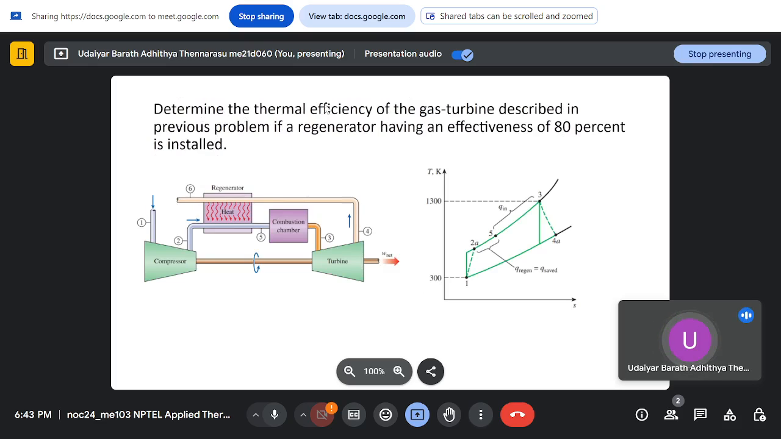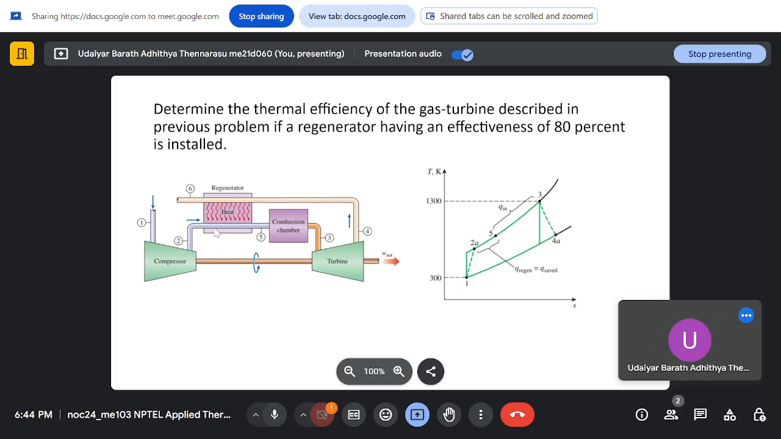Now, determine the thermal efficiency of the gas turbine described in the previous problem if a regenerator having an effectiveness of 80% is installed. You have already seen how an open type cycle looks with a regenerator. One is your inlet, you are compressing it, and the compression out is 2a, so that is getting heated by the fluid which is outgoing.